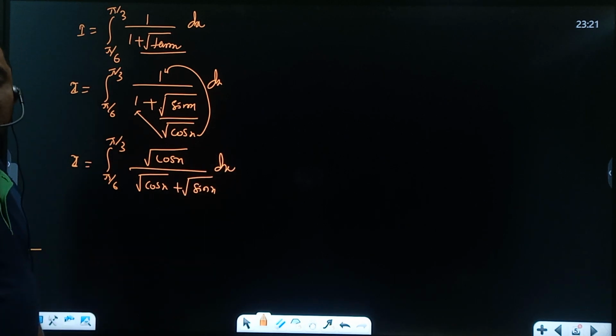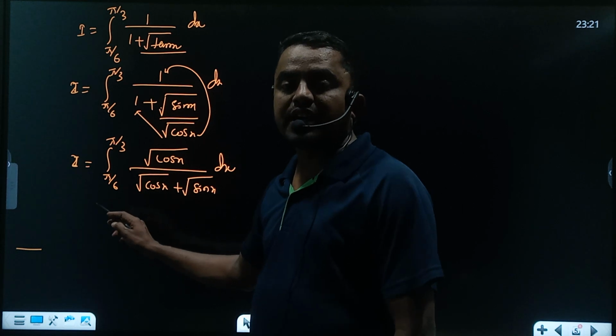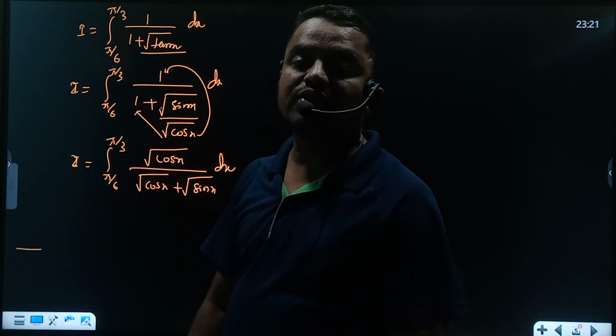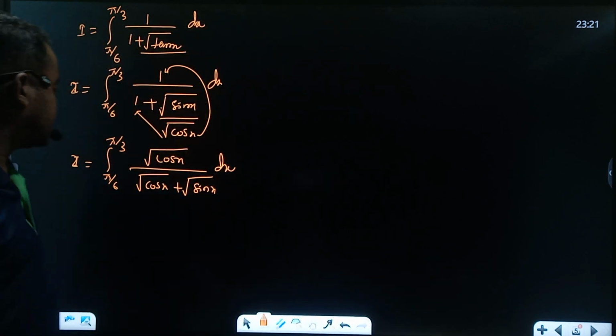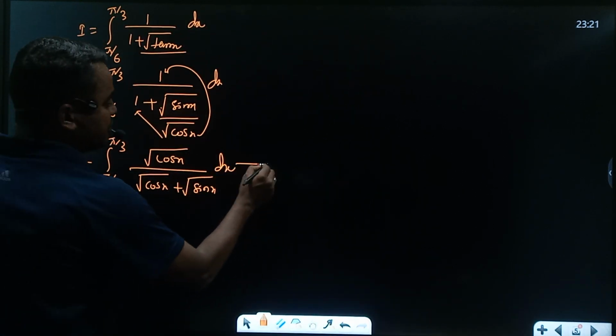dx. Now applying the property, what is a here? a is 5 by 6, b is 5 by 3, and f of x changes to f of a plus b minus x. So here we know that this is equation 1.